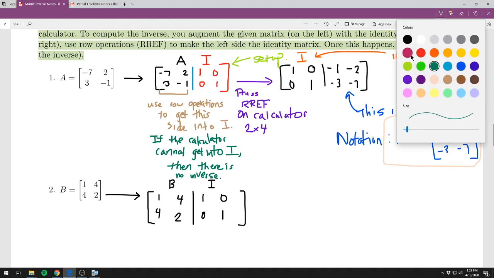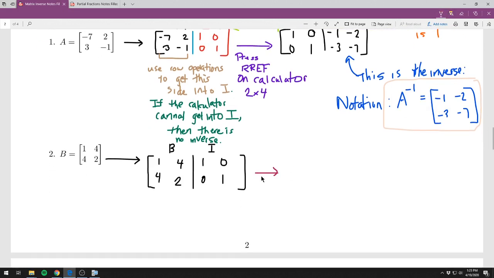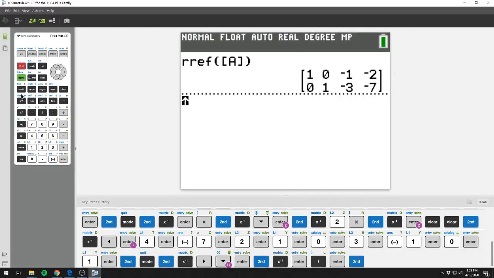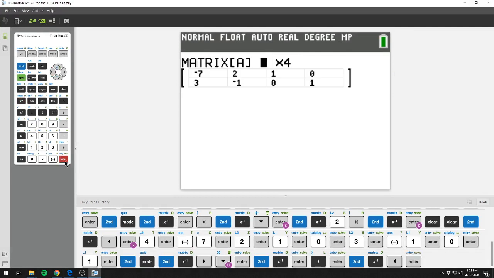And then we RREF in the calculator. Okay, so we got to set this up. Our matrix B and I are a 2 by 4 matrix. So we go over to our calculator. 2 by 4 again.